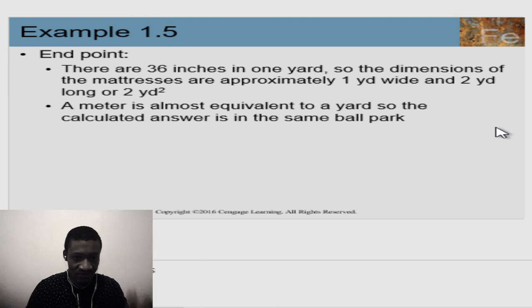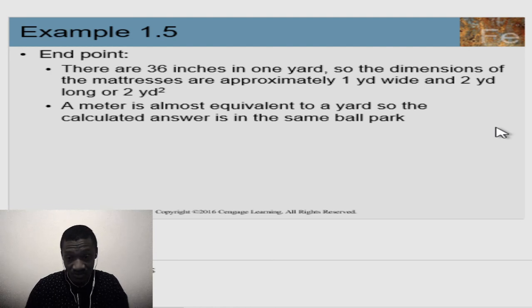At the end of the day, the end point is that there are 36 inches in 1 yard, and the dimension of the mattress is approximately 1 yard wide and 2 yards long. It's almost half, because it's 80 and 39, so it's half. 1 for the one side, and the other is times 2, since 80 and 39 is almost 40, so it's 1, and then the other is 2, or 1.5.